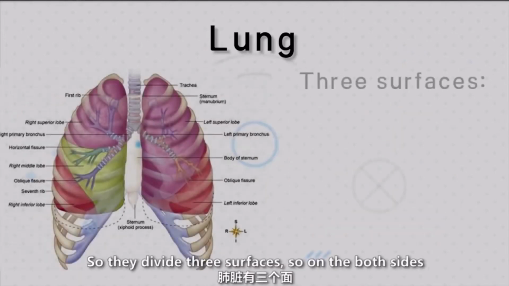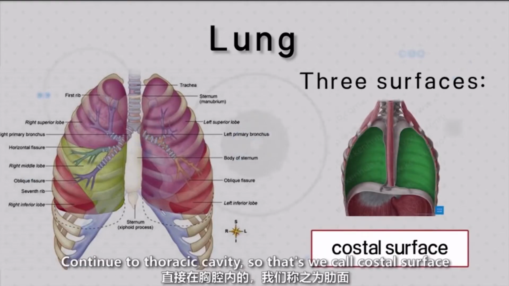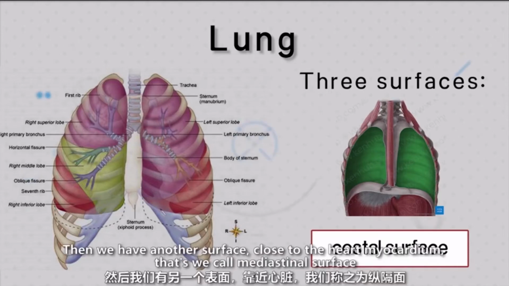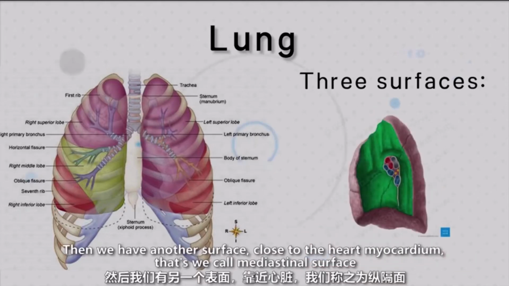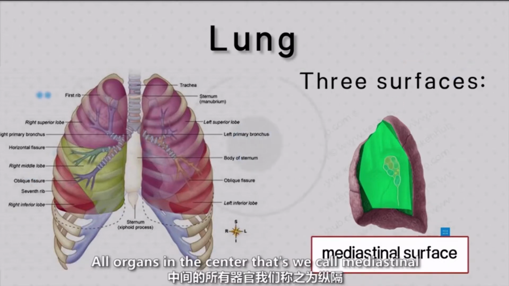The lung has three surfaces. The one beside the thoracic wall is the costal surface, directed to the ribs and intercostal muscles. Another surface is beside the heart and pericardium, the mediastinal surface. Be careful: in the thoracic cavity we have the right and left lungs, and all organs except the lungs are in the center, which we call the mediastinum.